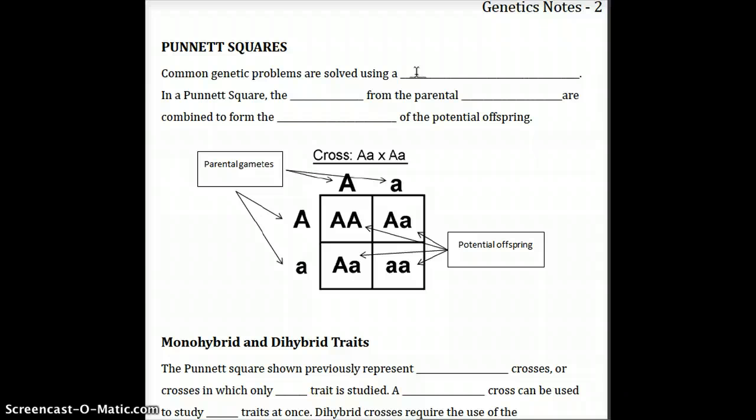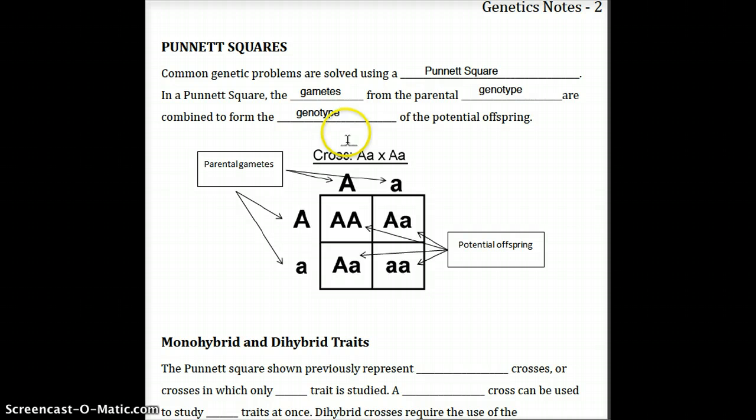Well, Punnett squares is another thing that you might have seen in 8th grade, 7th grade, or maybe even 6th grade. Punnett squares help solve common genetic problems. So we could write here Punnett squares. In a Punnett square, the gametes from the parental genotype are combined to look at the genotype of the potential offspring.